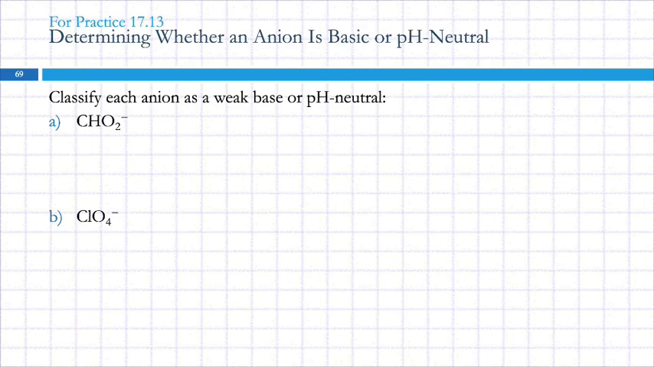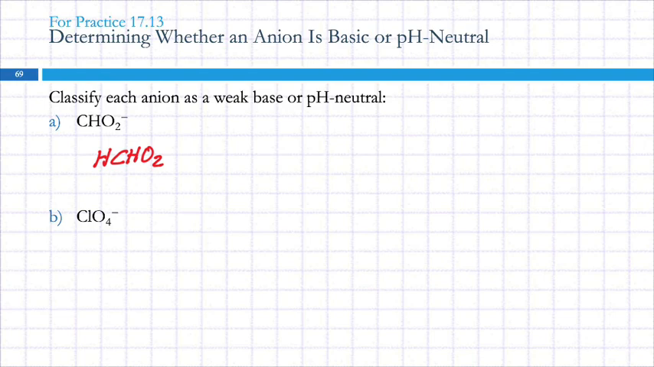So classify each anion as a weak base or pH neutral. What we want to do is write the formula for the conjugate acid and identify whether it is a strong acid or a weak acid. So how do we make this first one into the conjugate acid? We add hydrogen. HCHO2. We're adding H plus, and so the charge goes to neutral. Is that a strong acid? No.